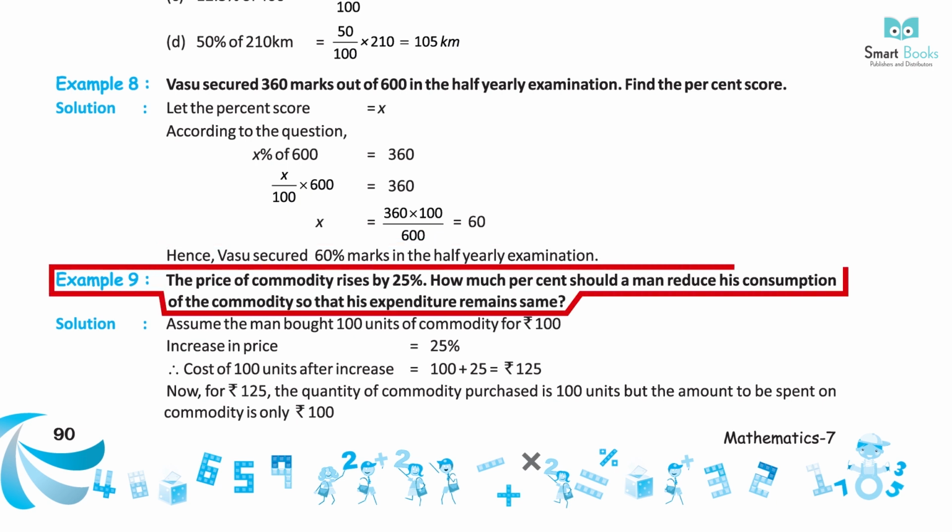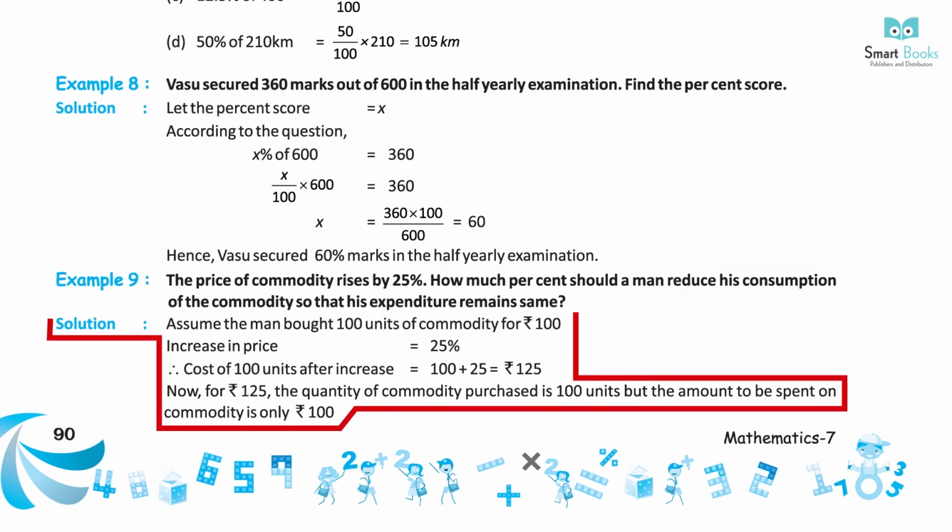Example 9. The price of a commodity rises by 25%. By how much percent should a man reduce his consumption of the commodity so that his expenditure remains the same? Solution. Assume the man bought 100 units of the commodity for rupees 100. Increase in price is equal to 25%. Cost of 100 units after the increase is equal to 100 plus 25 is equal to rupees 125.